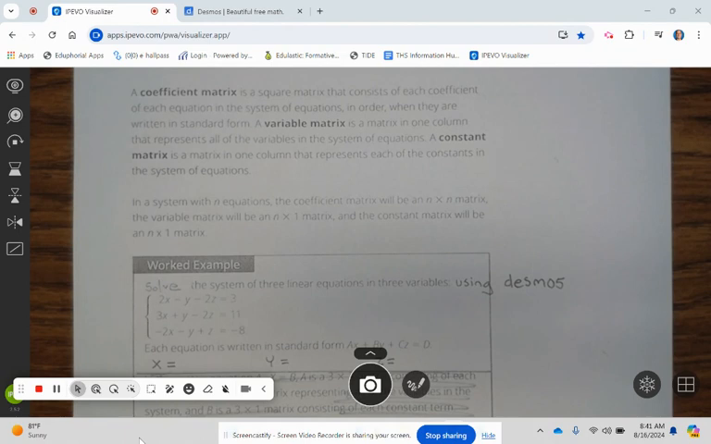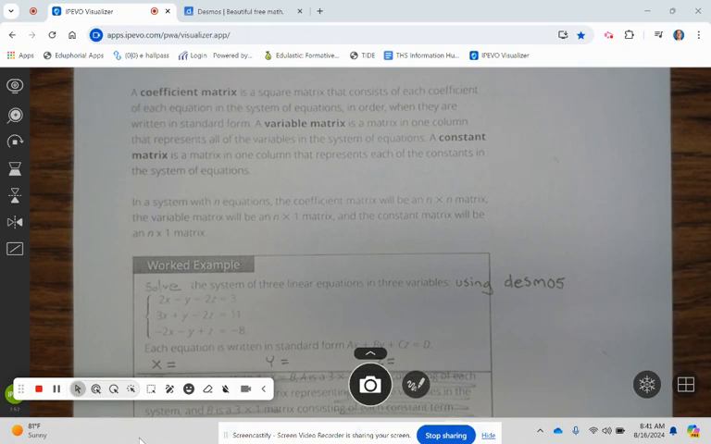A coefficient matrix is a square matrix that consists of each coefficient of each equation in the system of equations, in order, when they are written in standard form. A variable matrix is a matrix of one column that represents all of the variables in the system of equations. A constant matrix is a matrix of one column that represents each of the constants in the system of equations.